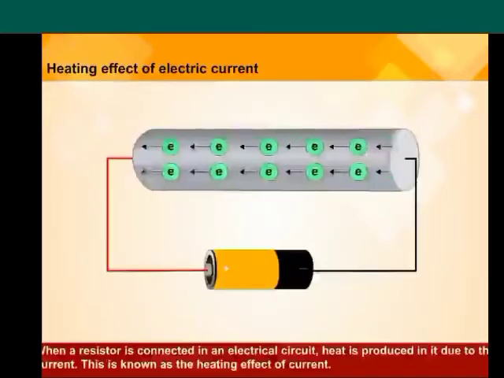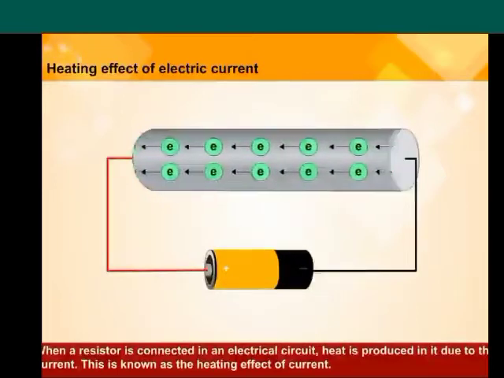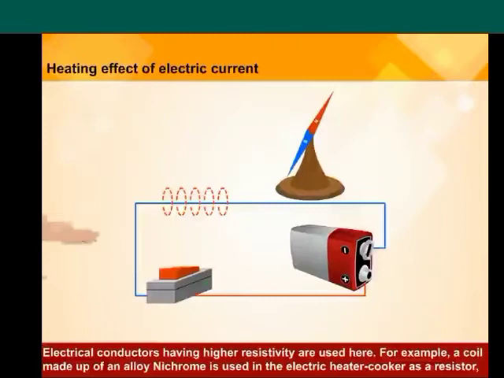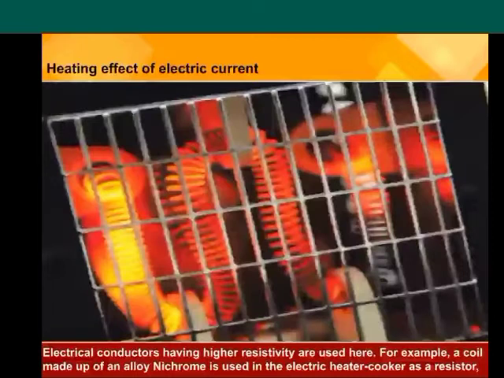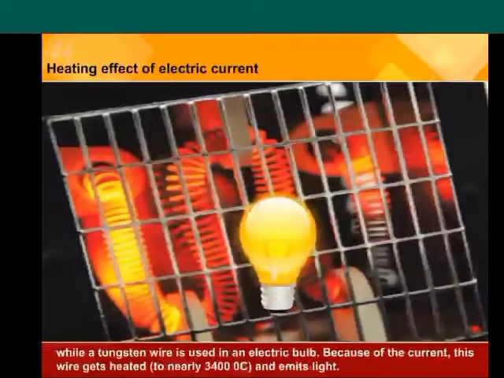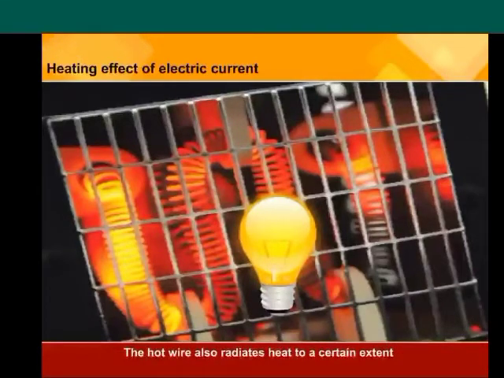Heating effect of electric current. When a resistor is connected in an electrical circuit, heat is produced in it due to the current. This is known as the heating effect of current. Equipment such as water boiler, electric cooker, electric bulb make use of the heating effect of electric current. Electrical conductors having higher resistivity are used here. For example, a coil made up of an alloy nichrome is used in the electric heater cooker as a resistor, while a tungsten wire is used in an electric bulb. Because of the current, this wire gets heated to nearly 3400 Celsius and emits light. The hot wire also radiates heat to a certain extent.